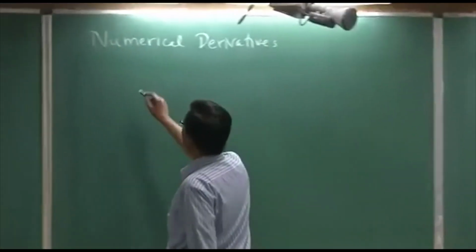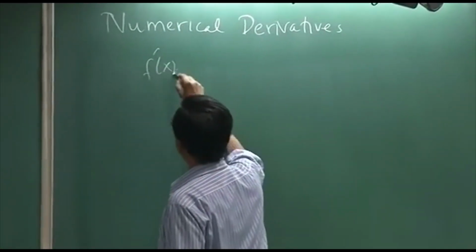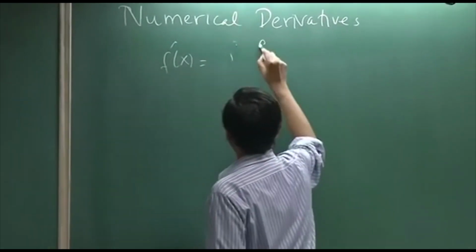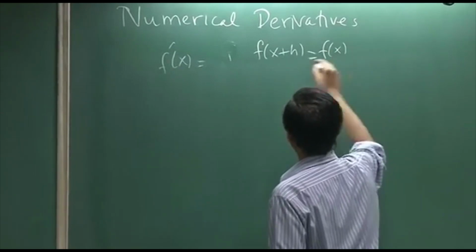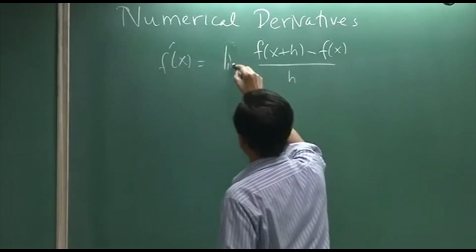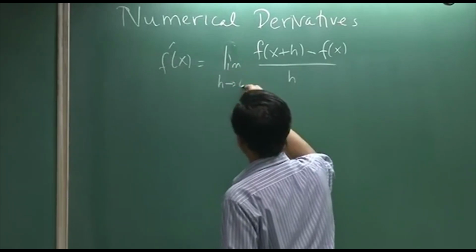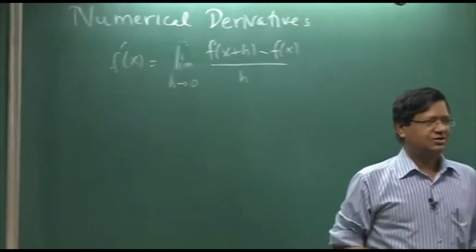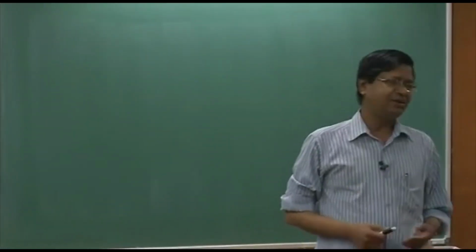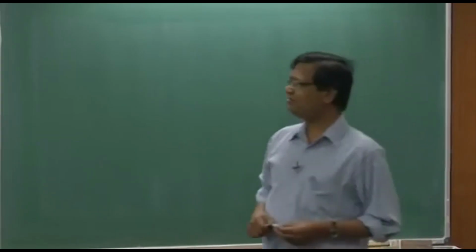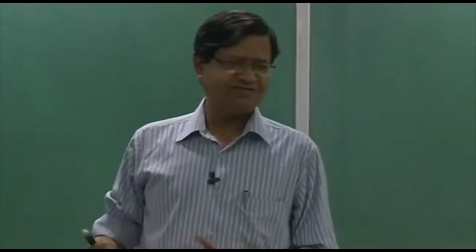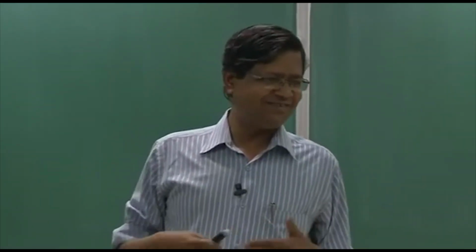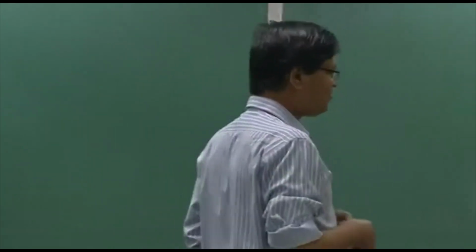The definition is f prime of x is f of x plus h minus f of x, divided by h. But in reality, in a computer we can't make h 0, h tending to 0. h will be small, but you have to choose a finite h, and that is where all this confusion, well, not confusion, approximations come.